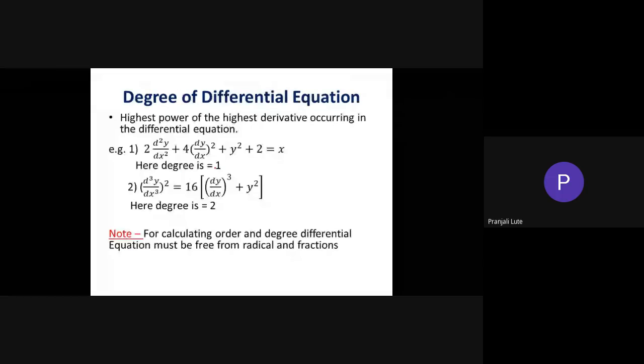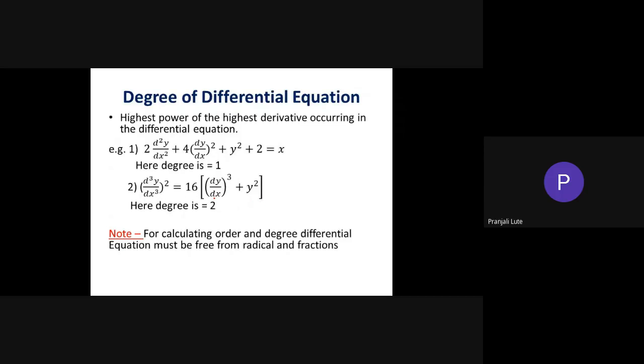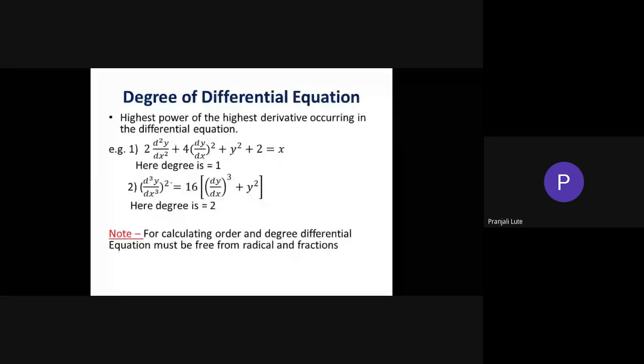See the next example. D cube y by dx cube whole square equal to 16 dy by dx cube plus y square. So in this differential equation, which is the highest derivative? Dy by dx? No, this is not the highest derivative. D cube y by dx cube is the highest derivative. So what is the power of that highest derivative? The power of that highest derivative is 2. So what is the degree of that differential equation? The degree of that differential equation is 2.